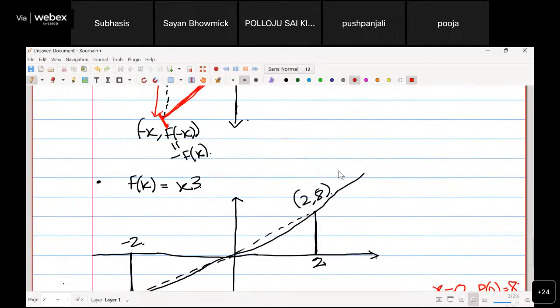If some vague graph is given, but the coordinates are not given, then without coordinates we can't say at which point the intercepts are happening. Got it, sir. Thank you. Thanks.